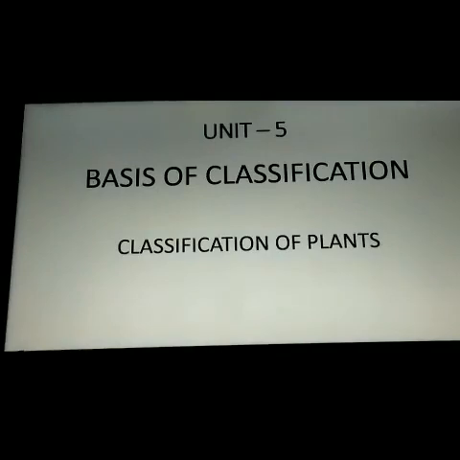Today we are going to see unit 5, that is basis of classification. In this unit we are going to see the next topic, that is classification of plants.